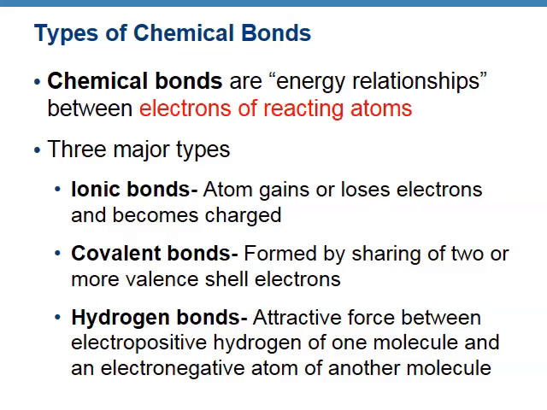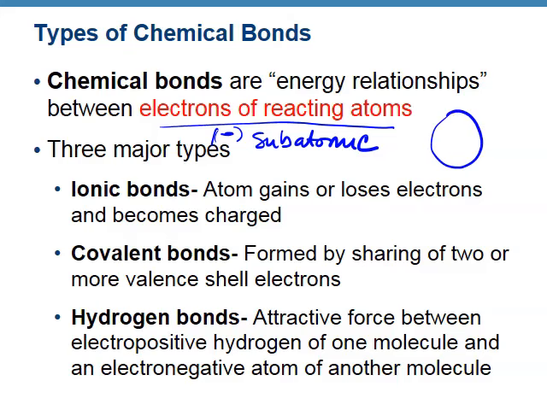On to everybody's favorite topic, which is chemical bonds. You can see from the definition here, chemical bonds are energy relationships between the electrons of the reacting atoms. So remember, the electrons are the negatively charged particles. We call them subatomic. And they're kind of in that cloud around the protons and the neutrons that are in the core.